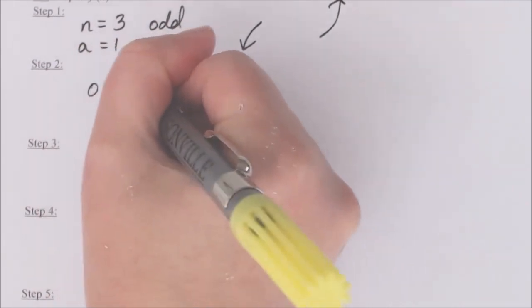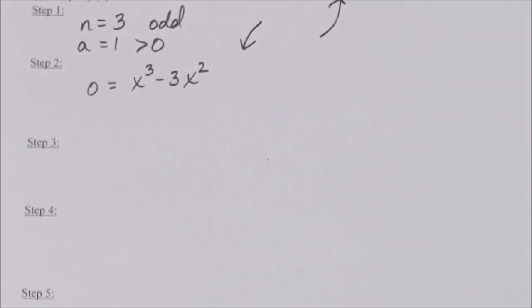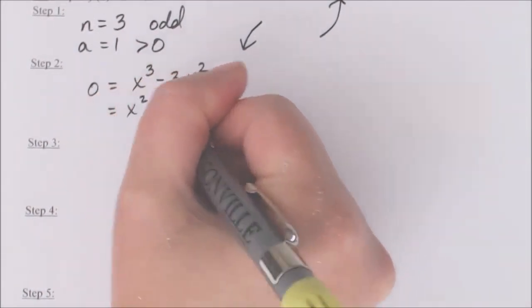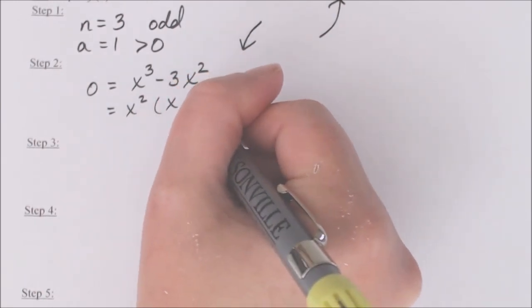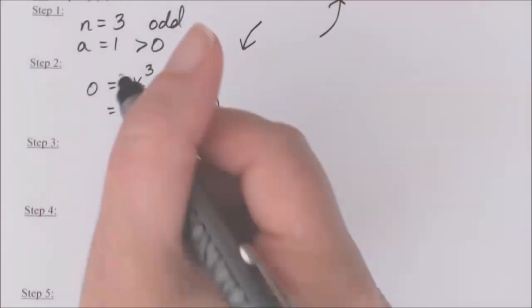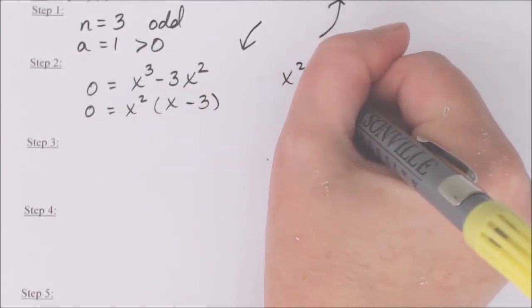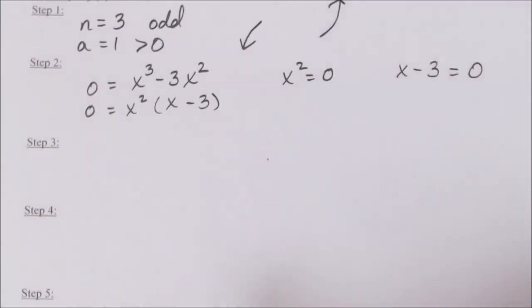So I'm going to set the equation equal to 0, and I'm going to factor it to solve. We only have 2 terms here, but we do have a GCF of x squared. So I'm going to take out the x squared, and that leaves me with x minus 3 in parentheses. And then we're going to set each of those equal to 0. So I've got x squared equal to 0 and x minus 3 equal to 0.